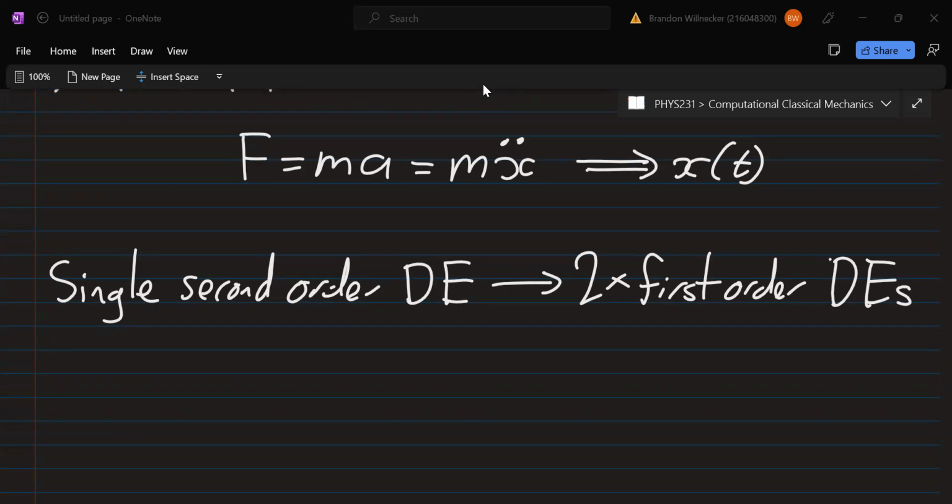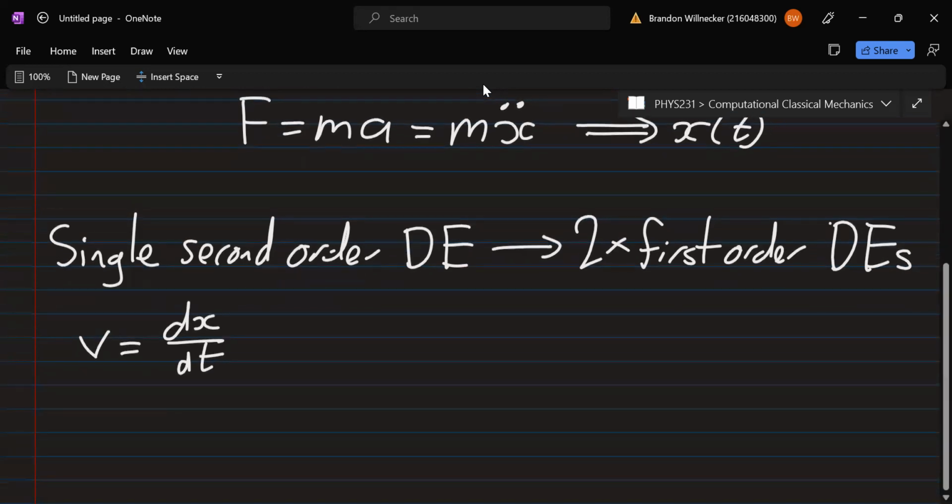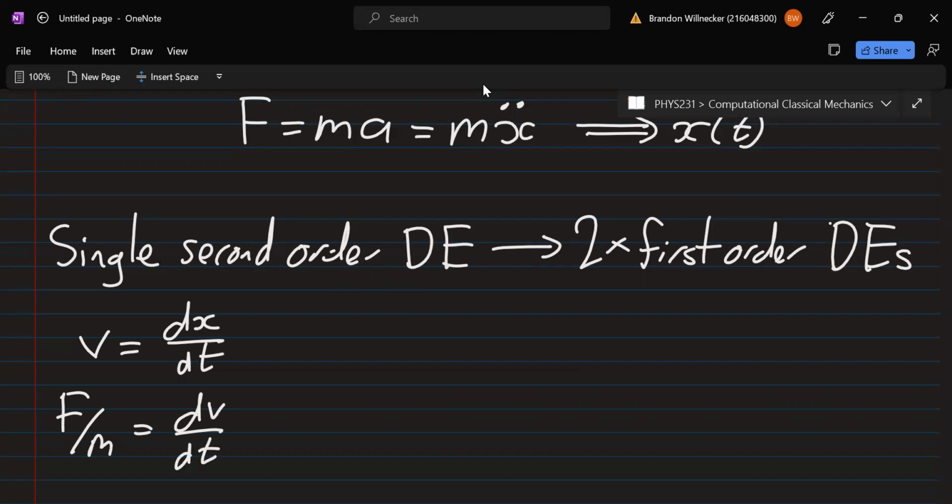Well, we introduce another variable, v, for the velocity, and this is going to be dx by dt, of course. We include this so that we can separate this into two first order equations. So v equals dx by dt, that's going to be our first equation. And then the second equation will be f over m is equal to dv by dt. So we see that we've got two first order differential equations: dx by dt equals v, and dv by dt equals f over m.